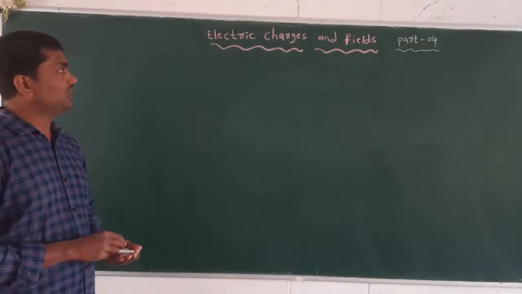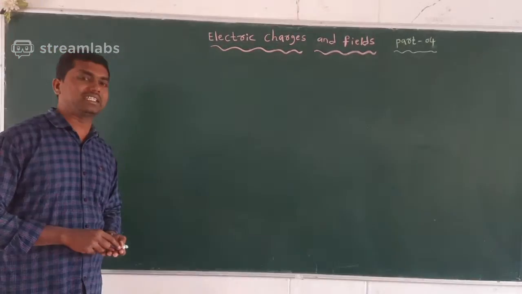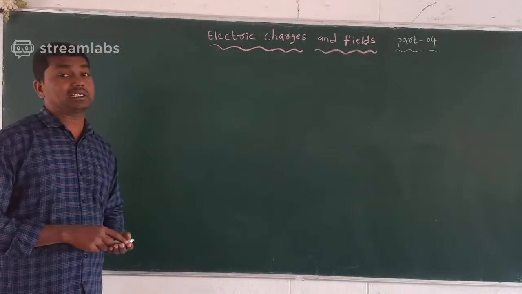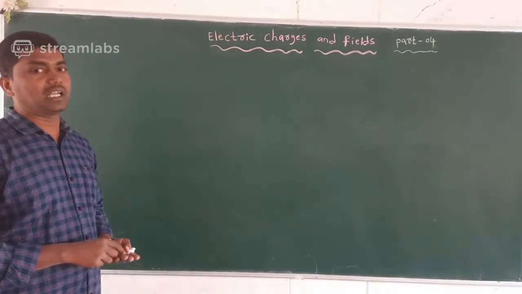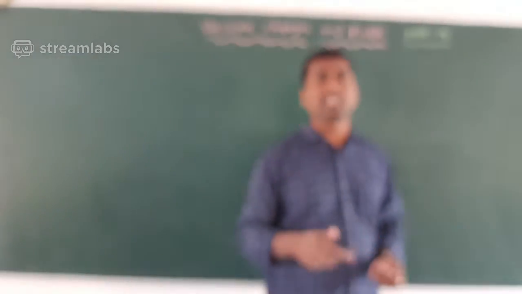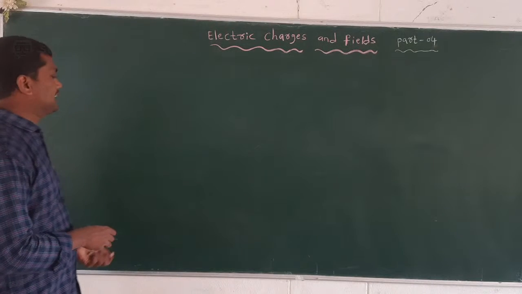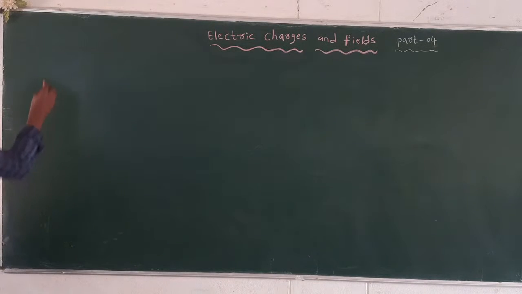So the first one, we have to learn about the first topic, which we already know: Coulomb's law and the electric field intensity. Next one, electric dipole, and the electric dipole placed in a uniform electric field. Then next, the axial line of an electric dipole and the equatorial line of an electric dipole. Today we have to learn about the electric field lines.